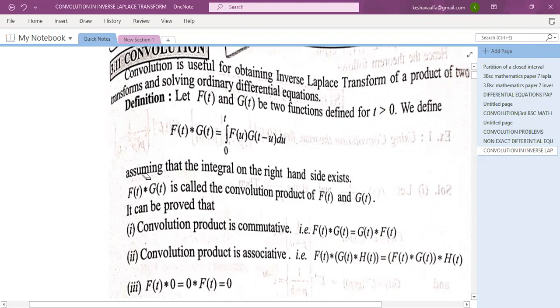Okay, good evening, students. Today we are going to discuss the convolution in inverse Laplace transforms. So we know the importance of Laplace transform. That is, Laplace transform is a mathematical tool which is used in the solving of differential equations by converting it from one form into another form. Generally, it is effective in solving linear differential equations, either ordinary or partial. It reduces an ordinary differential equation into an algebraic equation.